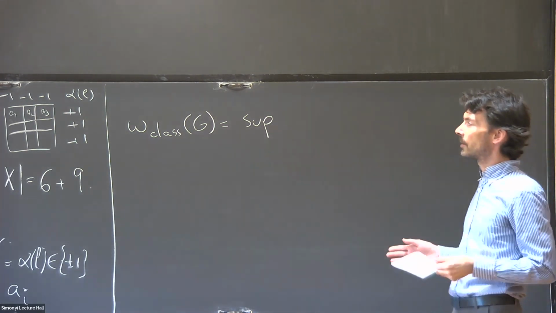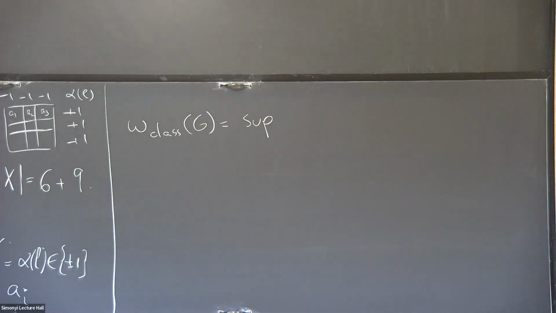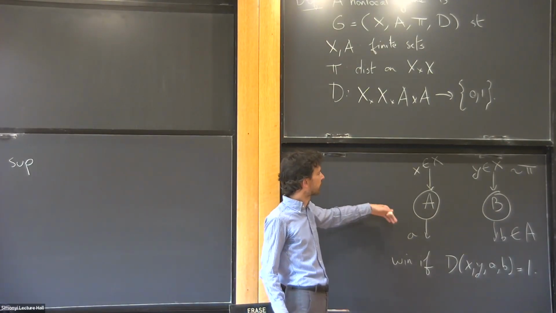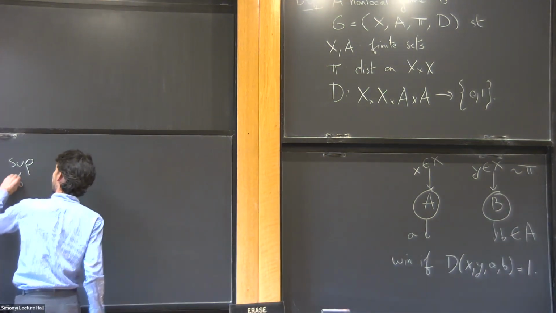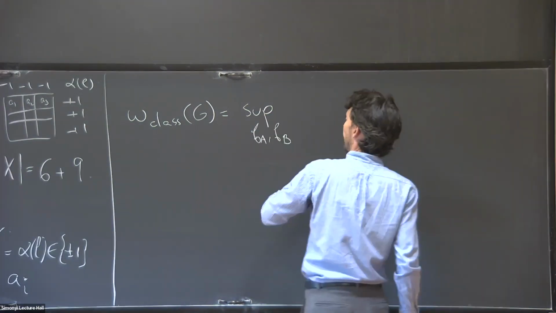So just to keep it simple at first, let's imagine that the only thing these players can do is apply a function. They have a question, they have to produce an answer. So fixing a strategy is like fixing a function from questions to answers. So I take the supremum over all functions for A and functions for B of the probability that this wins.